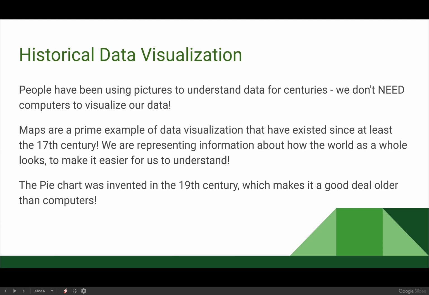And one very important type of data visualization that might not come immediately to mind is maps. Maps have existed since at least the 17th century, and we're representing data about our globe. We're representing how large things are, what the shape of things are on paper or on a globe to make it easier for us to understand how our world is shaped. And even tools like the pie chart are older than you'd think. This was invented in the 19th century, which is a good deal older than computers are.